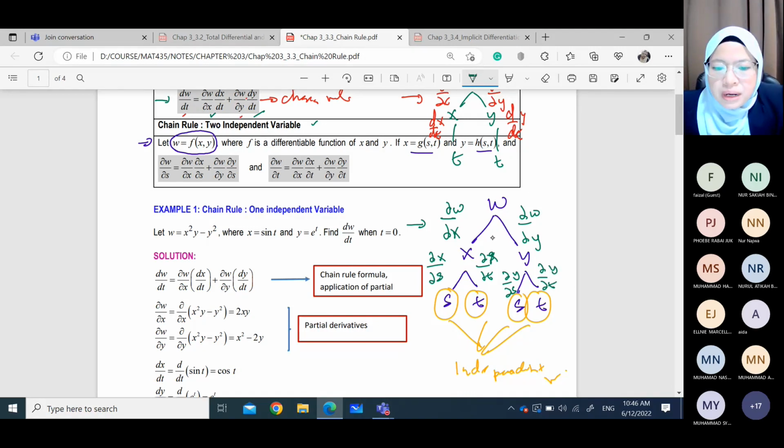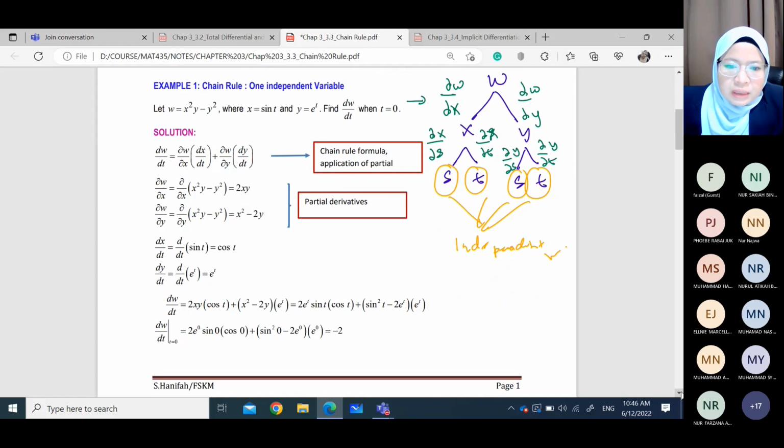Okay. And then we combine, then we will have a partial derivative with respect to T on W and a partial derivative with respect to S on W. So it is actually not dW dT, it is del W del T. Right? So this is the chain rule formula, or application of partial derivatives.